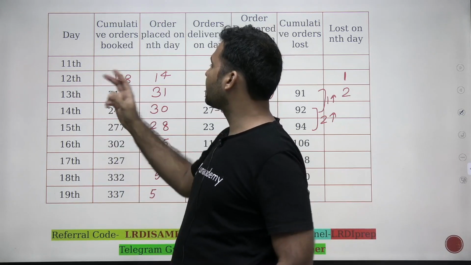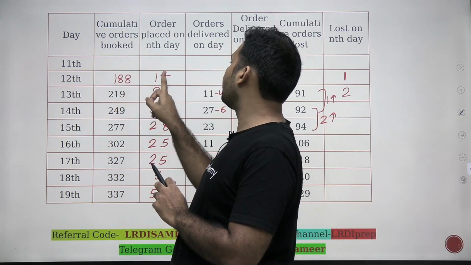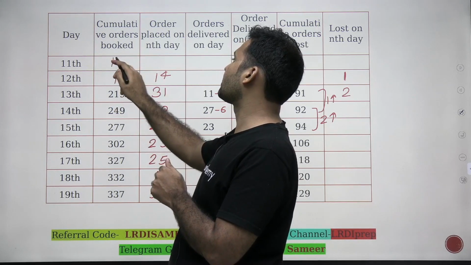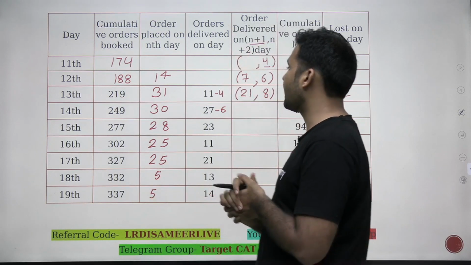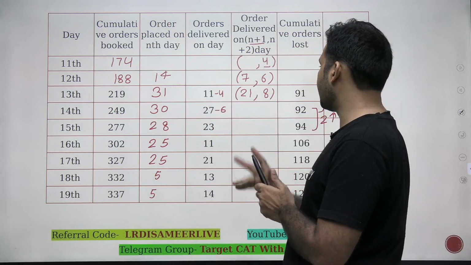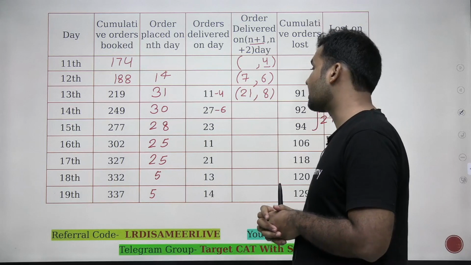So till 12th, the cumulative order must be 188. And out of 188, 14 orders are delivered on 12th. So till 11th, the number of cumulative orders must be 188 minus 14, that means 174, right? Okay. So we got this column completed, this column completed. We need to complete this column and our job will be done, and that's it. We are done with this set then.